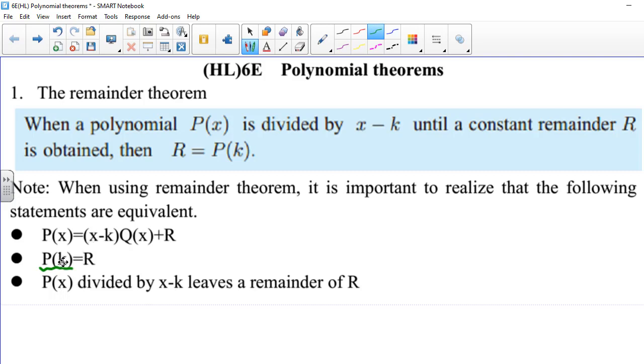So if I plug the k value into the right side, I can have k minus k times q of k plus the remainder. Since k minus k is 0, 0 times anything is 0, so this one will become 0 plus r. This means p of k equals r. That's the remainder. This is the reason why in the remainder theorem we can conclude the remainder always equals p of k. K is the 0 of the divisor. P of x divided by the divisor x minus k leaves a remainder of r.